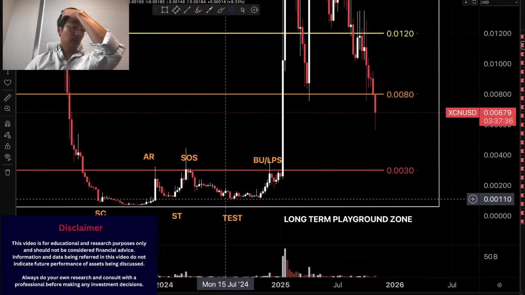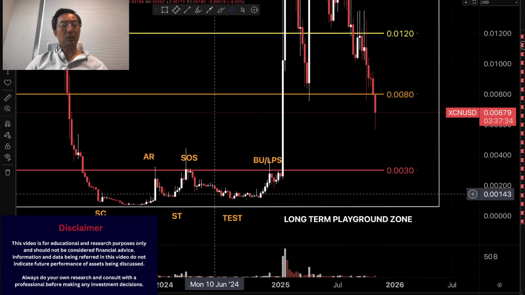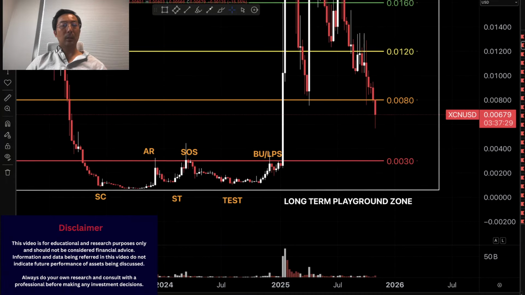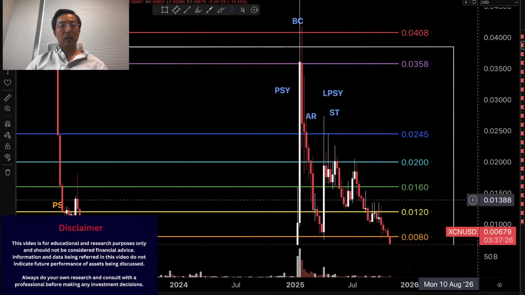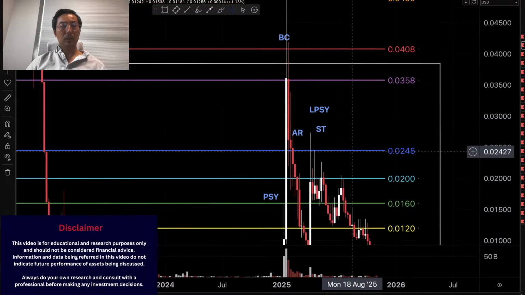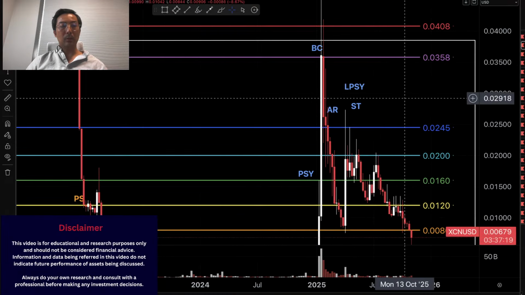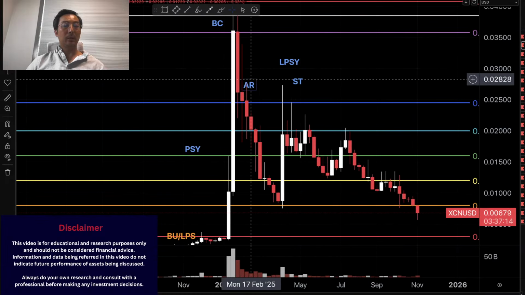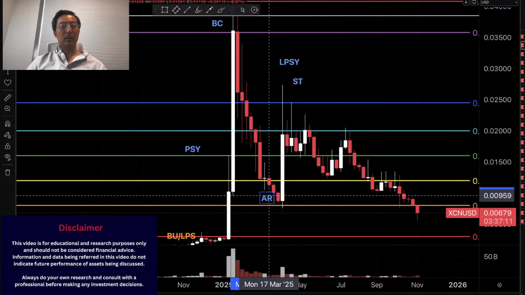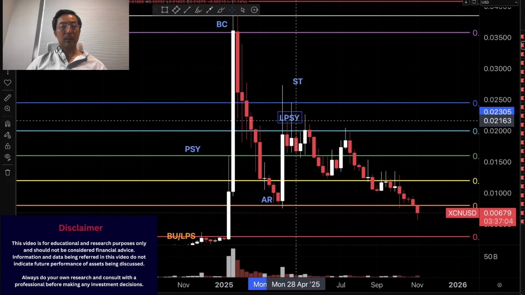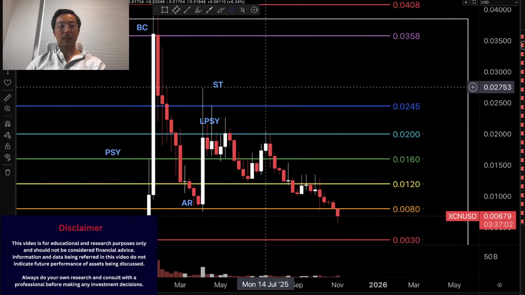There wasn't a distribution period for XCN during early 2024. Some other altcoins did. And as for this distribution cycle, we've gone through the buying climax. Now we have a second test. You can consider this one is, but it's very low, like half of the climax. And the automatic reaction went so deep back in March. Let's say that's the LPSY. We don't have the second test.